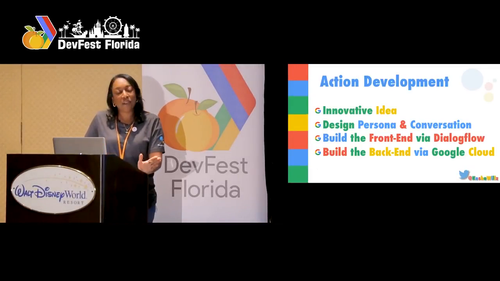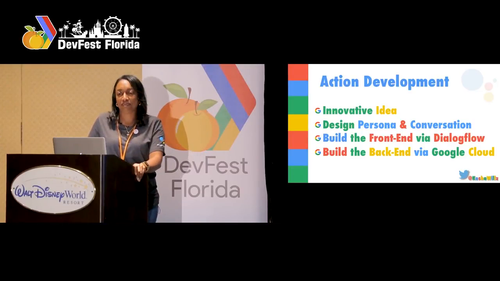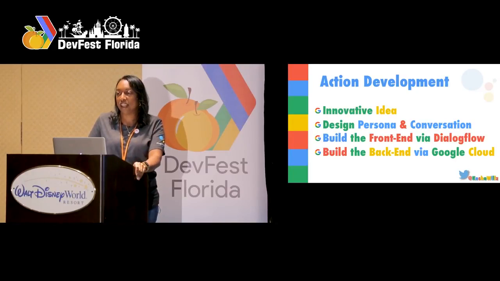Now, when you think about developing an action, there are some steps that you follow. First, you have this innovative idea. Then you design the persona or the personality of your action, and we'll look at that. Then you think about the conversation. What's the conversational flow? You build the front end via Dialogflow, and then you build the back end via Google Cloud. So let's look at that.